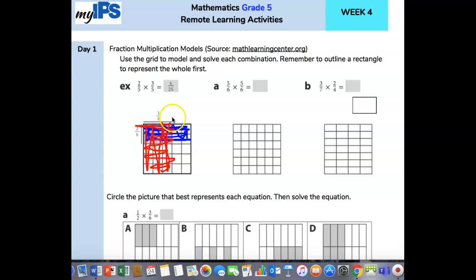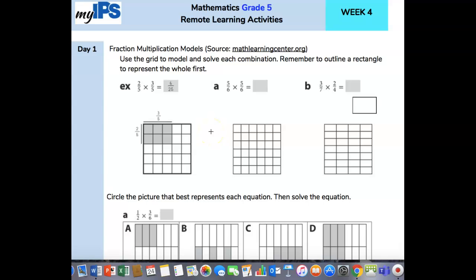All right, and so the part that they both share is this part right here. The part that they both share, okay, is that shaded part. Now I'm going to take all that off so you can see what that is. So see, this is the part they share. 1, 2, 3, 4, 5, 6. So you see 6/25 of the whole thing is 2/5 times 3/5.